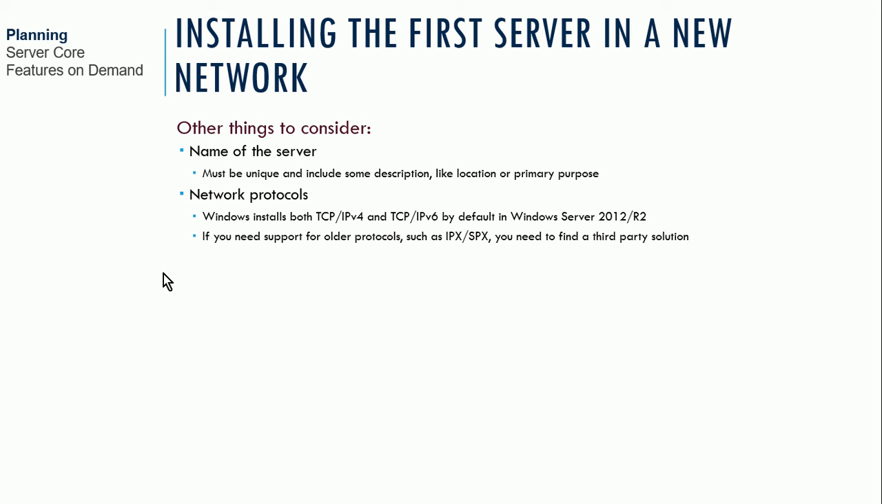IPv6 is on by default in 2012. In some networks, you'll have to turn that off. In some networks, you can only use IPv4. Some you're only going to use IPv6, so it depends.